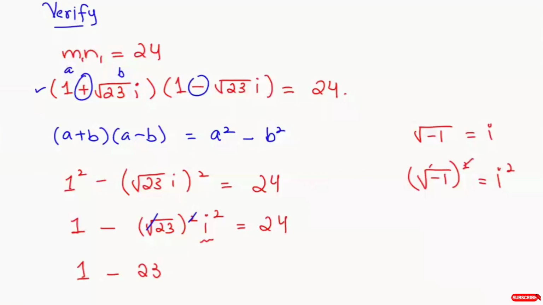So here this and this get cancelled. So the value of iota square we have negative 1. So I'm going to write here negative 1 is equals to 24. So this will be equals to 1 minus (minus 1) is plus 23 is equals to 24. So here left hand side equal to right hand side. So the value of m1 and n1 is absolutely correct.